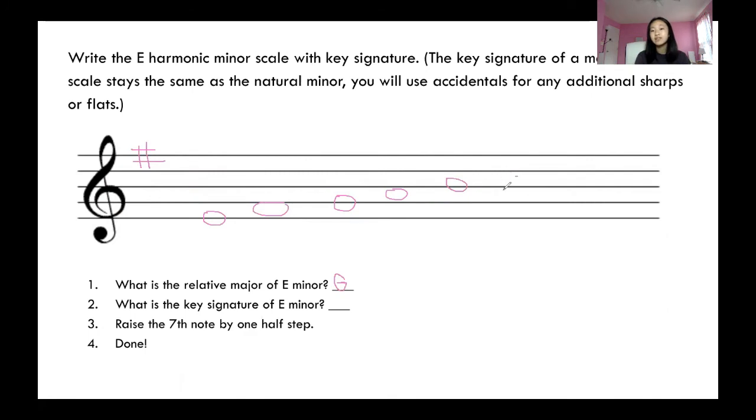And then once we get to that 7th note, which is this one, we're going to raise it by a half step. So this is E harmonic minor. Yay.